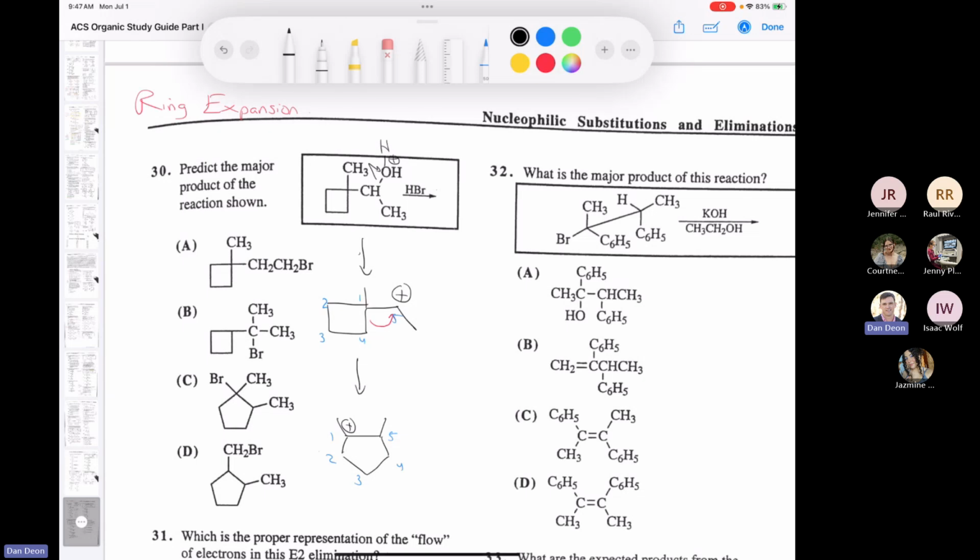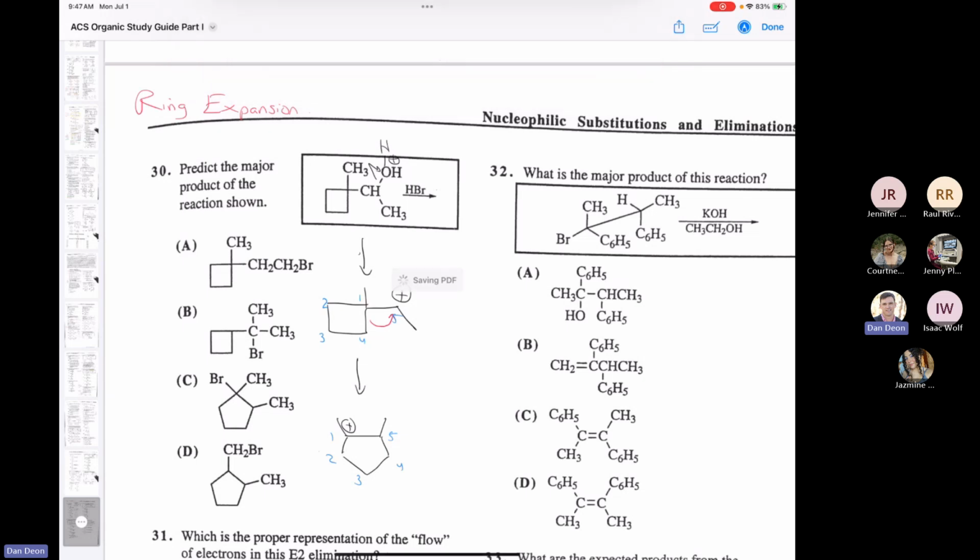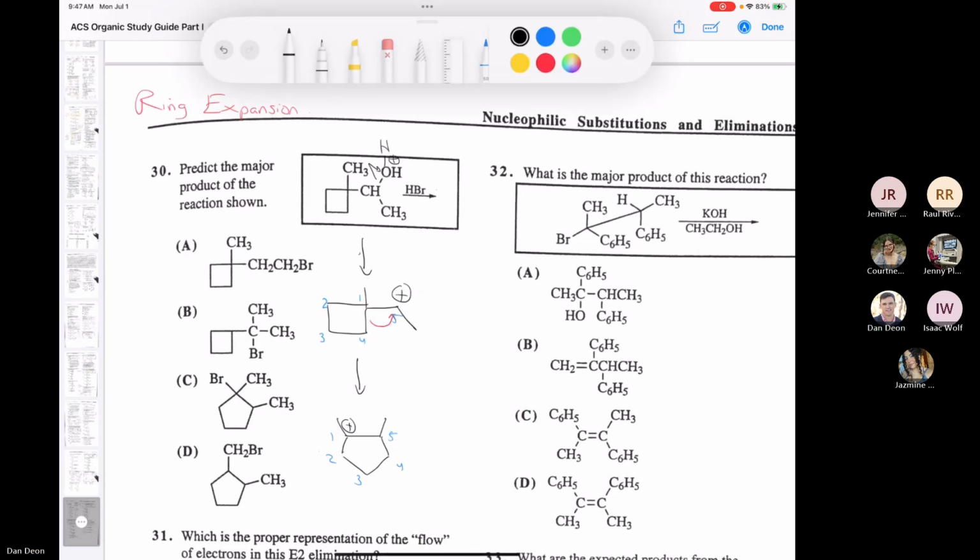And so now the bromide can come in and attack, and it's going to give us compound C. So the bromide is going to come in and attack where that positive charge is, and we end up with compound C. So remember, this is a ring expansion, right? And a 5-membered ring is going to be much more stable than a 4-membered ring.